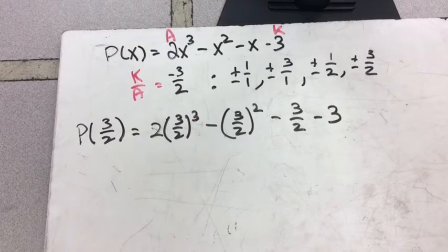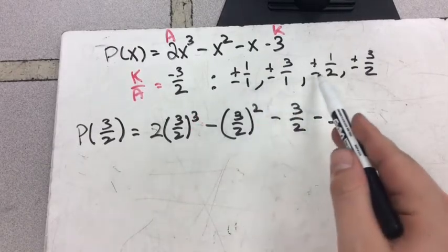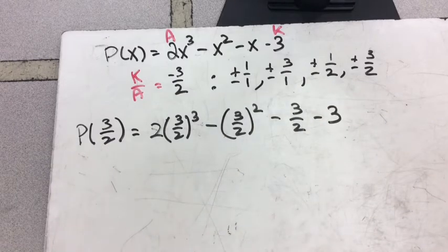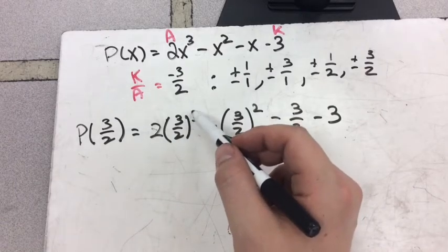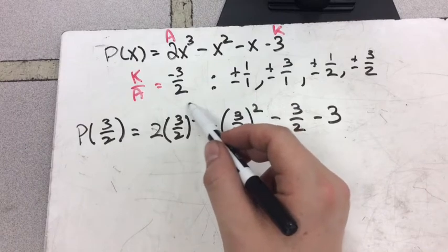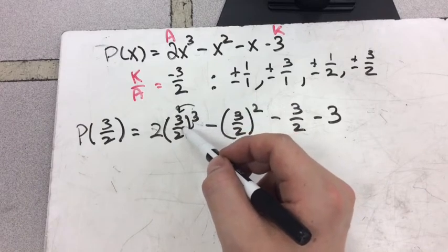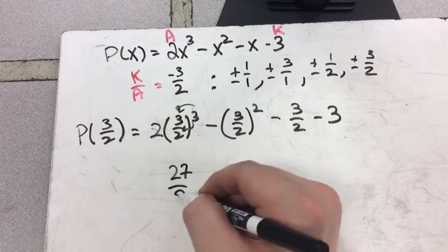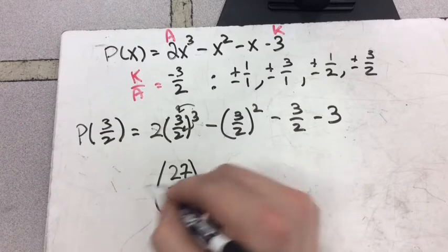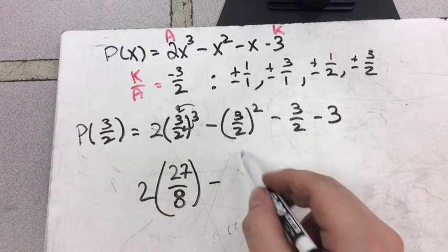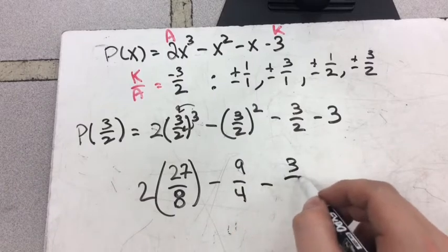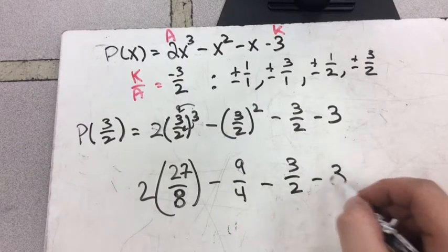To save us some time on the video, instead of going through all my factors here, I'm going to just plug in the one that works. So this is p of 3 over 2 equals our function here. What we can remember is that this cube goes into both pieces here. So this is 3 cubed over 2 cubed, which is 27 over 8 times 2, minus 9 over 4, minus 3/2, minus 3.